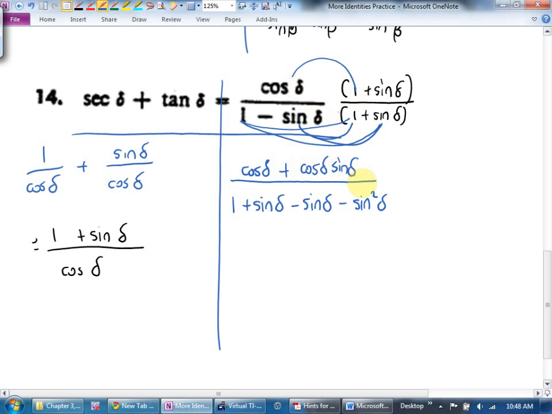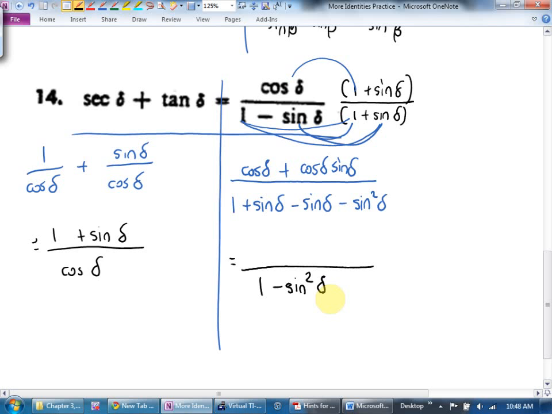The bottom is interesting. Those two middle terms are interesting. What? Someone said it. You're right. Minus sine plus sine. That will always happen if you multiply by a conjugate. That's why we picked the conjugate, we wanted to make the two middle terms cancel. And it's going to give us a much nicer denominator. It's going to give us 1 minus sine squared. Remember I said if it was 1 minus sine squared, I could do something with it?